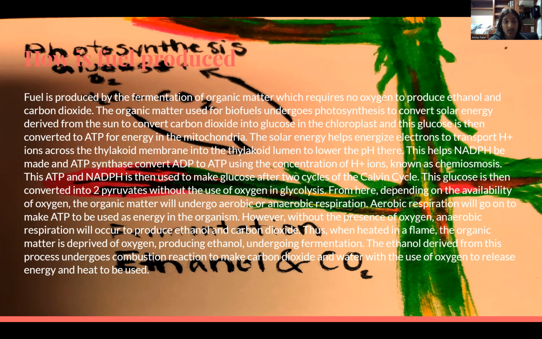When oxygen is present, aerobic respiration occurs to produce ATP in the long run. When oxygen is not present, the glucose is fermented into ethanol and carbon dioxide. From there, ethanol is taken and undergoes the combustion reaction with oxygen to make water and carbon dioxide. Energy and heat are released in the process, which is used as fuel.